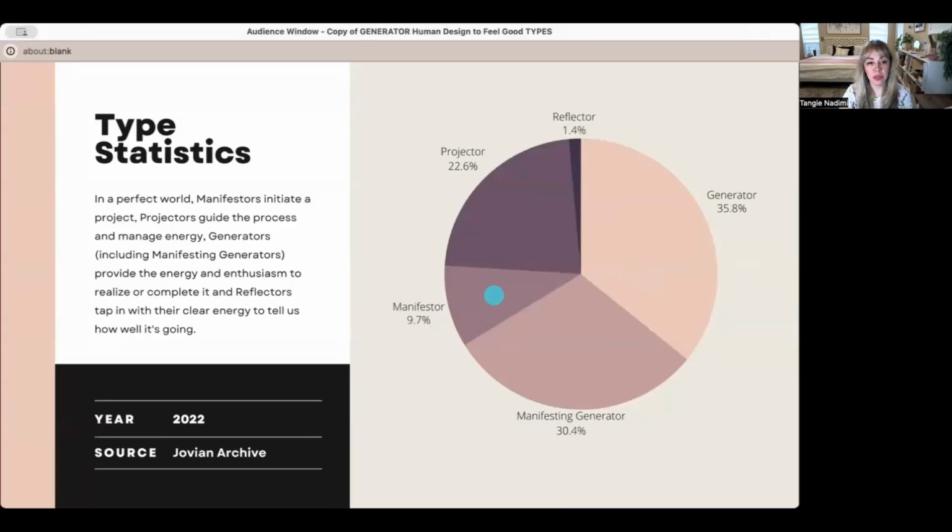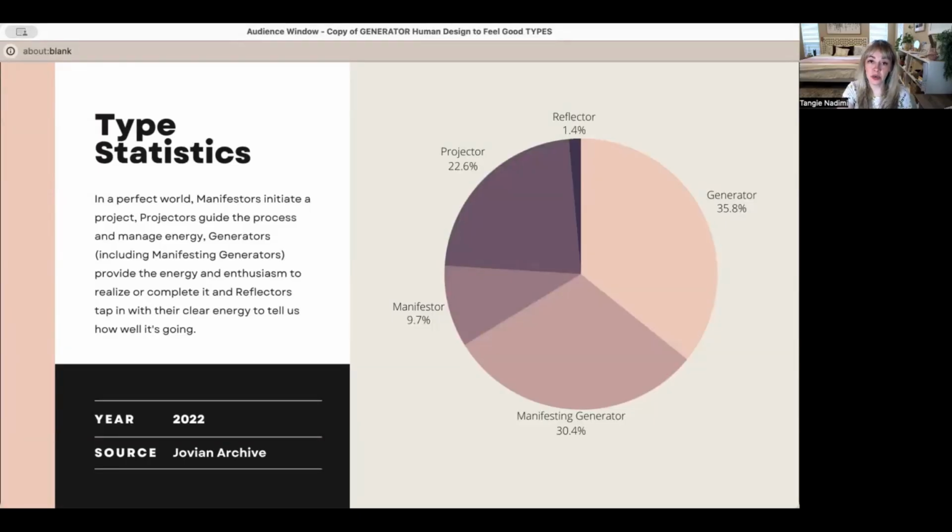So how do all of these different energies work together? In a perfect world, manifestors, who are different than about 90% of people, are the ones that are here to initiate. Once a manifestor has gotten something started for us, the projectors are here to guide the process and manage the energy. Projectors are excellent at systems and understanding where to create efficiencies. Generators and manifesting generators provide the energy and enthusiasm to realize or complete it. You don't want to refer to generators or manifesting generators as worker bees. We don't want to exploit their energy.